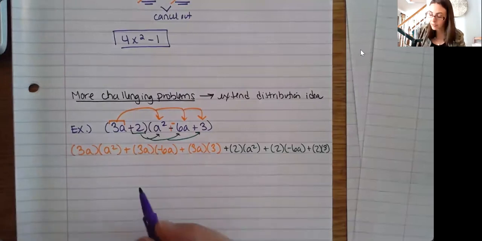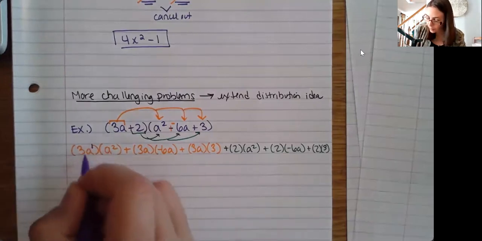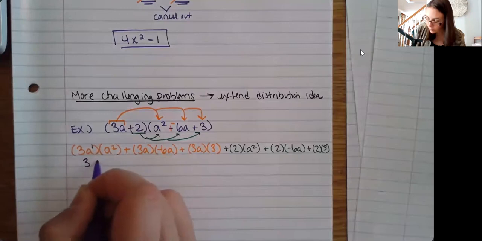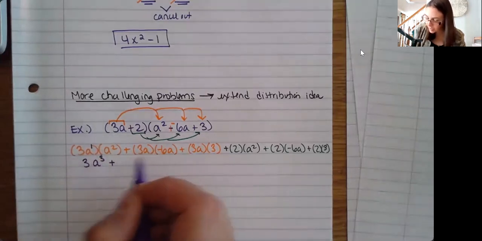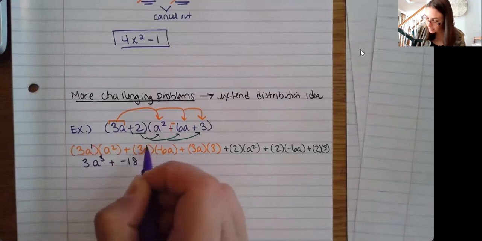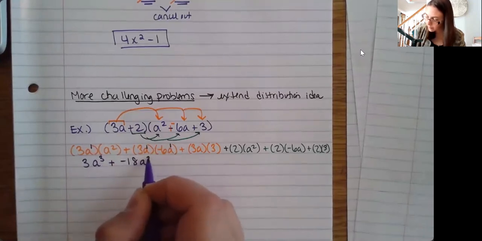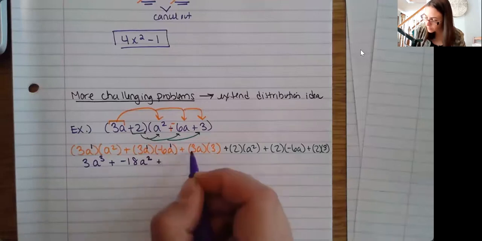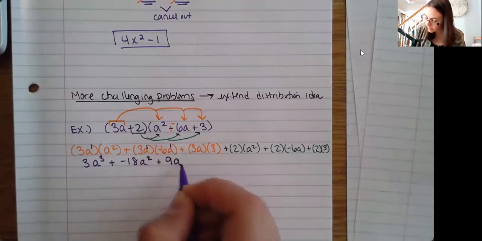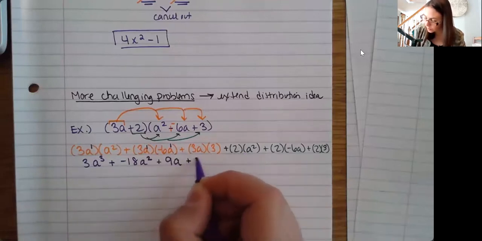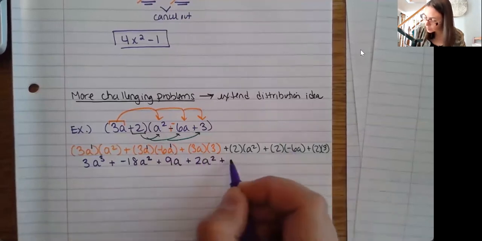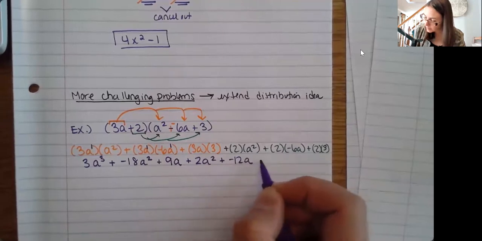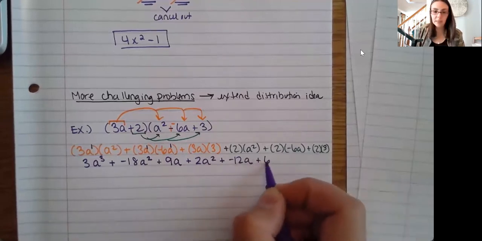And now we're just going to multiply. So here I have a 3. 1 plus 2 is 3, so 3a cubed. Now 3 times -6 is -18, and then a times a is going to be a squared. 3 times 3 is 9, so 9a. Here I just have 2a squared, nothing to really do. Here, -6 times 2 is -12a. And then finally, 2 times 3 is 6.